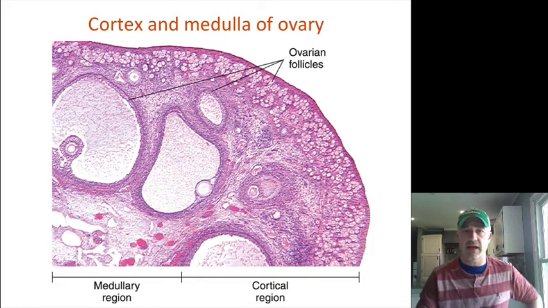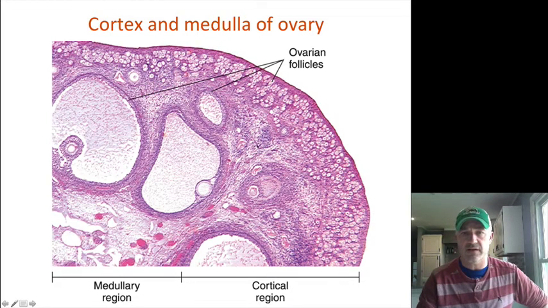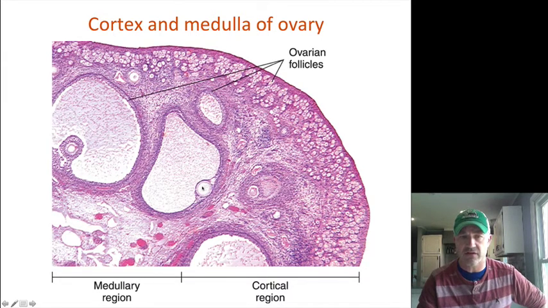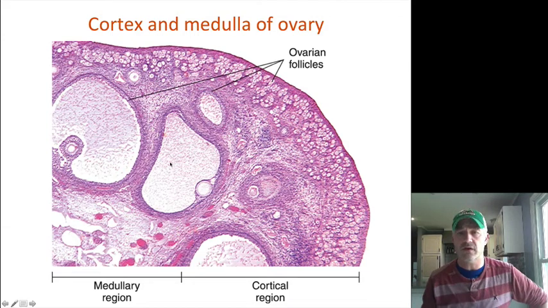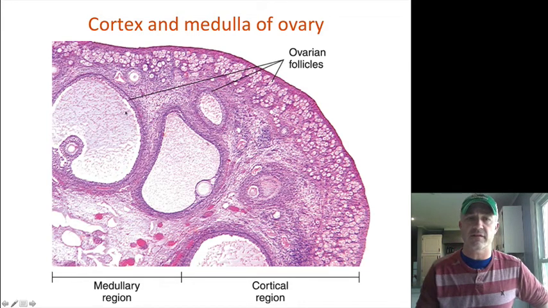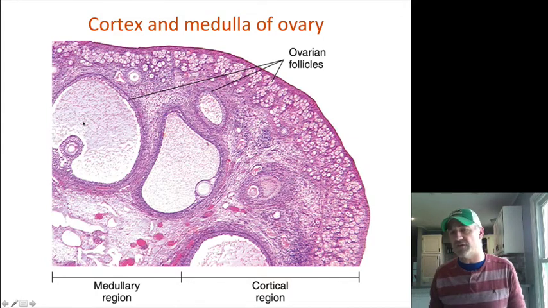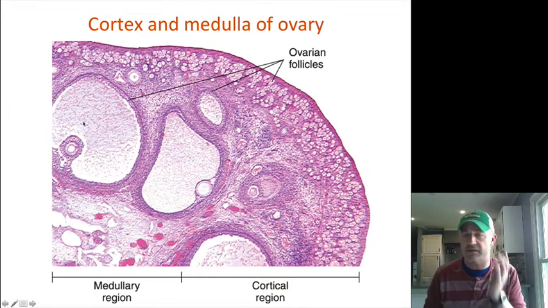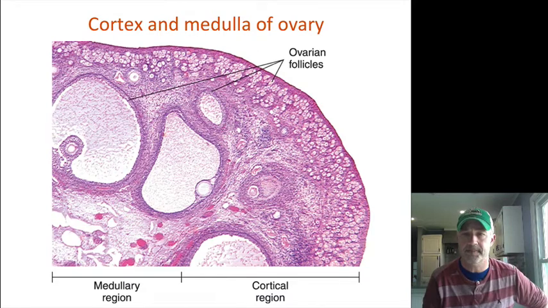So when you're looking at an ovary, you're going to see that there's this cortex out here and then this medulla in the center here. And what you're going to see is these large circular structures here and here. Those are oocytes that are developing. And they're developing within these follicles. And we're going to see that there's a few different stages of development of these follicles that you're going to need to be able to differentiate.